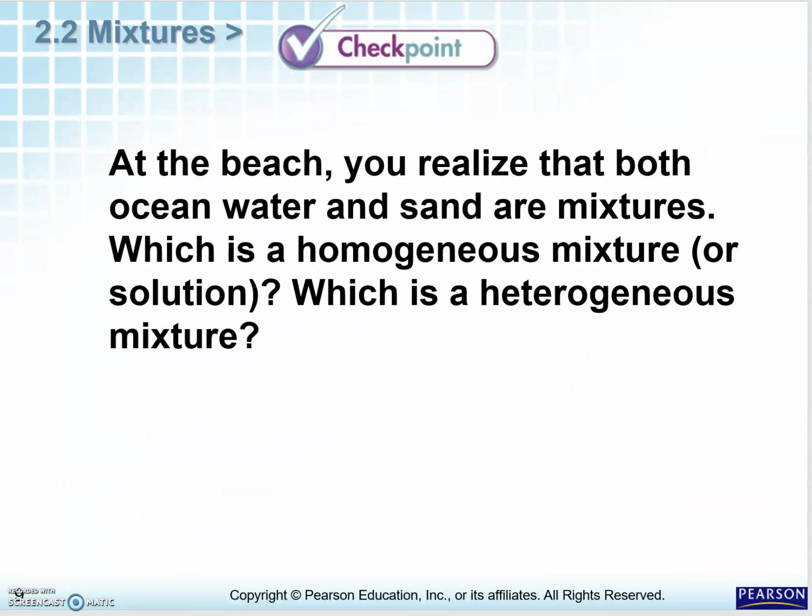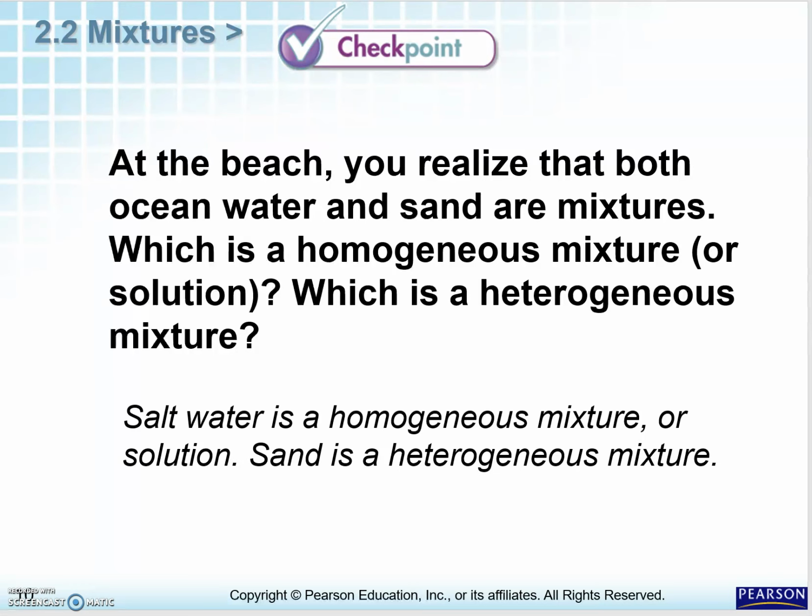So let's say that you're at the beach and you realize that the ocean water and sand are mixtures. Which one is homogeneous and which one is heterogeneous? Well, if you look at the ocean, you do not see all the different particles of salt inside of the water or the different compounds inside of it. However, the sand is a heterogeneous mixture. If you've ever seen the little kids playing with strainers at the beach, you could definitely strain larger pieces of sand away from smaller pieces. But if you were to do that with salt water, the water would just go all the way through.